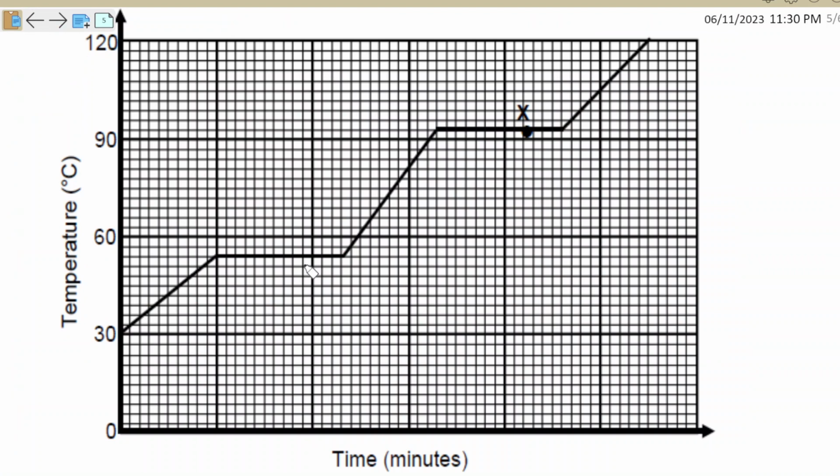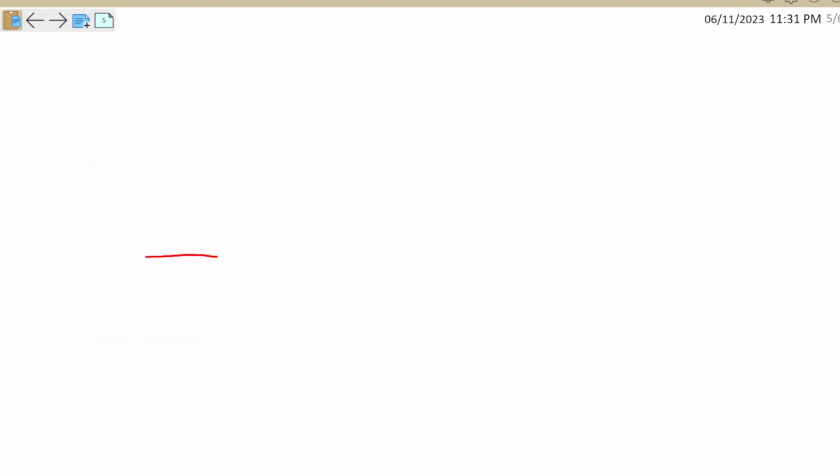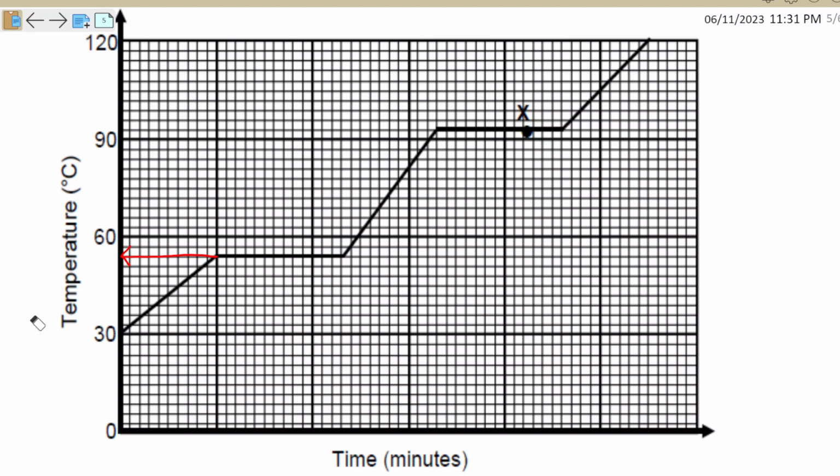So this is your graph now. We are looking for the melting point. We know the melting point is this temperature right here. So we want to know what is this value that this arrow is looking at. So this graph now, we need to check how many blocks between 30 and 60. How many blocks between 30 and 60?